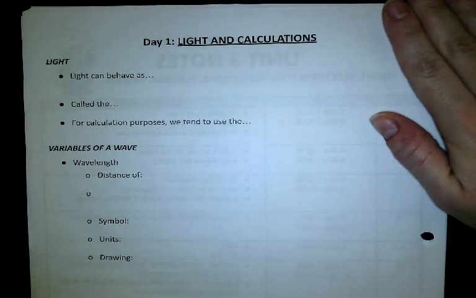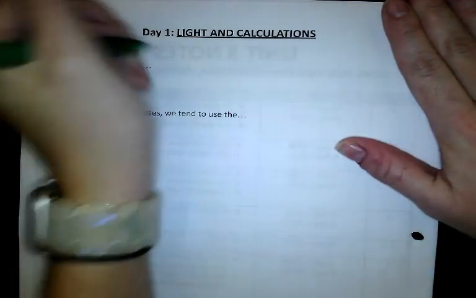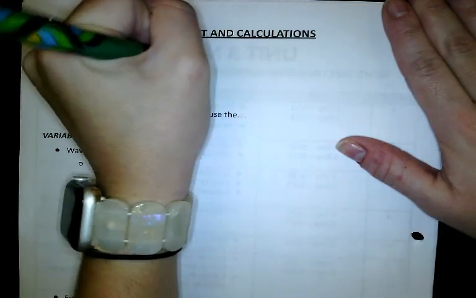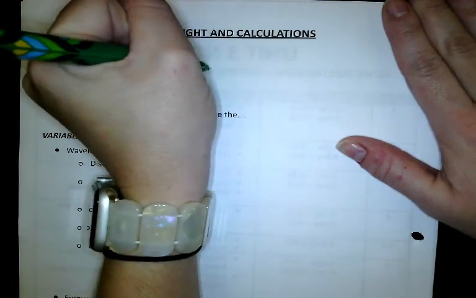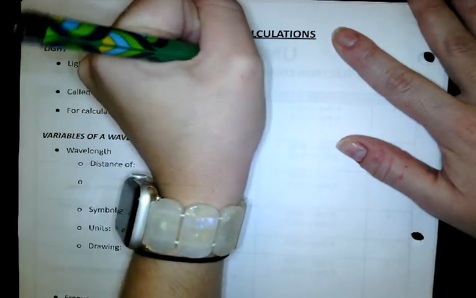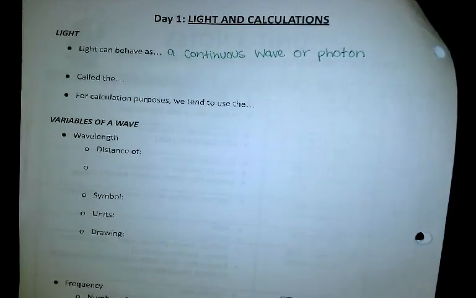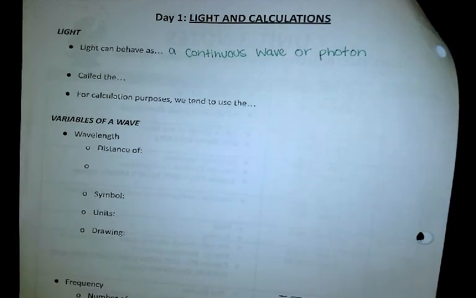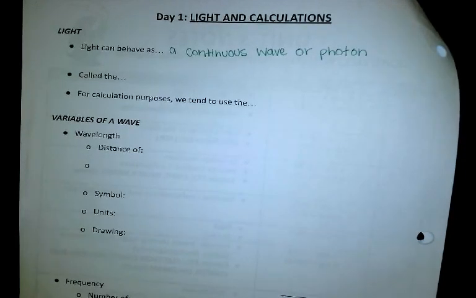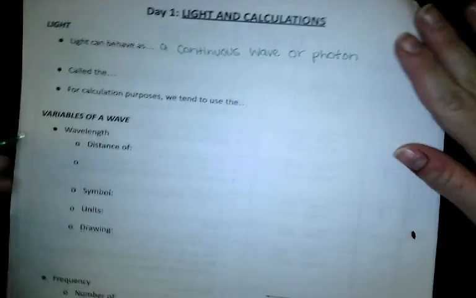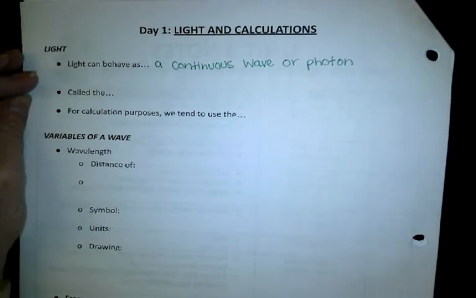Okay, so we're going to start with light. Now, light is kind of weird. Okay, light can behave as a continuous wave or a photon, which is a particle. So basically what light does is, I guess the best way to describe it, it's a stream of particles traveling in a wave. And so it has properties of both a particle and a wave.